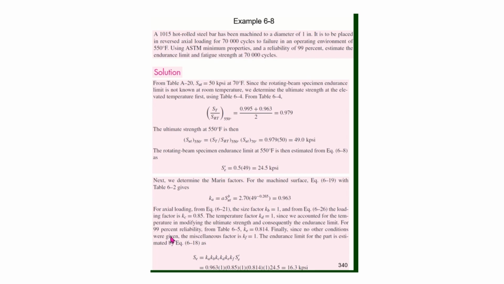And then for 99% reliability, Ke is 0.814. And since there aren't any other conditions, we'll use a miscellaneous factor of Kf is equal to 1, the endurance limit can be computed by this expression here.